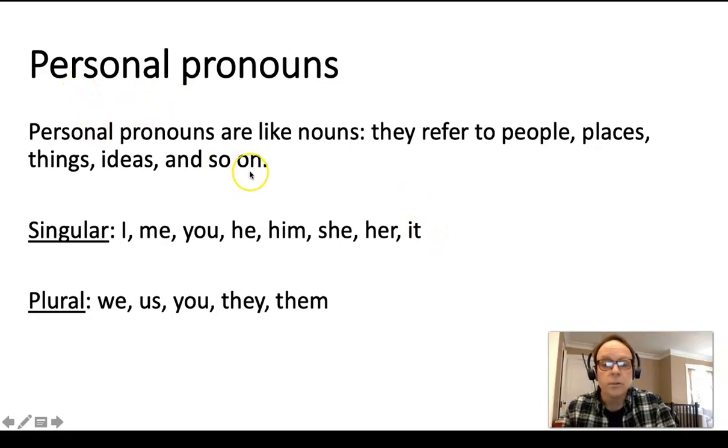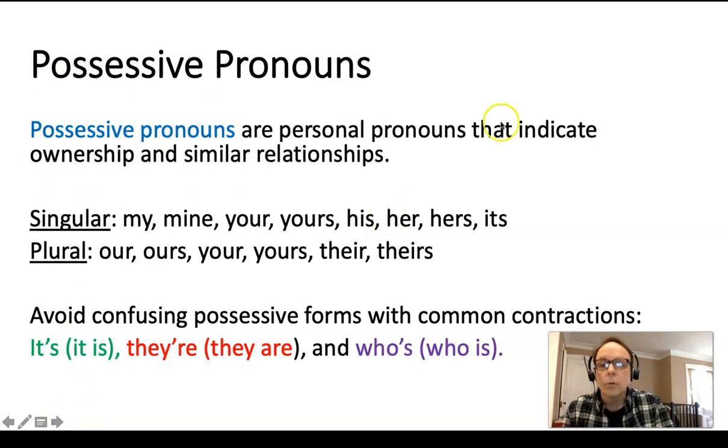Personal pronouns are just like it sounds like. They refer to people, places, and things sometimes. But singular personal pronouns would be like I, me, you, because it's just one, right? He, him, she, her, it. Plural are going to be, again, more than one person. We, us, you, they, them. So this just has to have agreement. We're going to talk about what that means in just a minute, but again, we're just defining some terms here real quickly. There's also what are called possessive pronouns, and they show ownership.